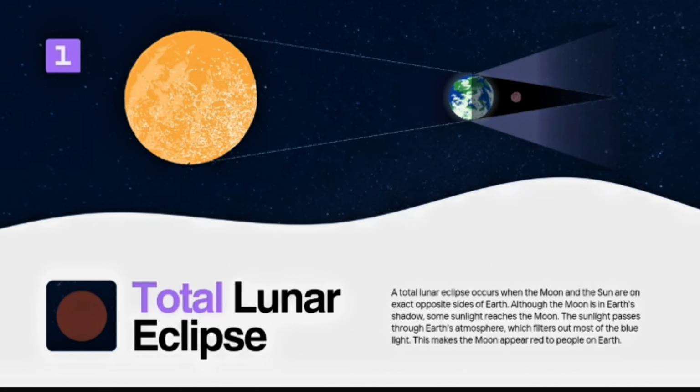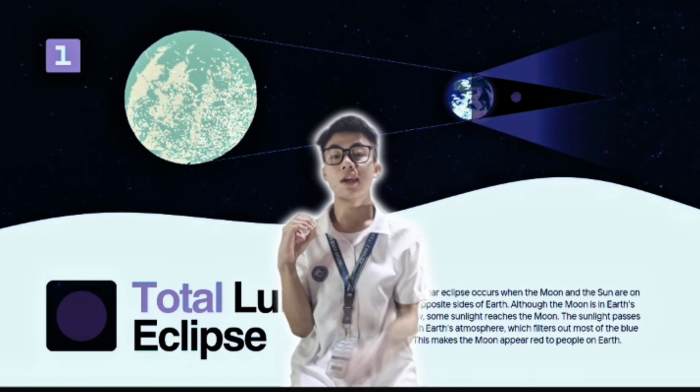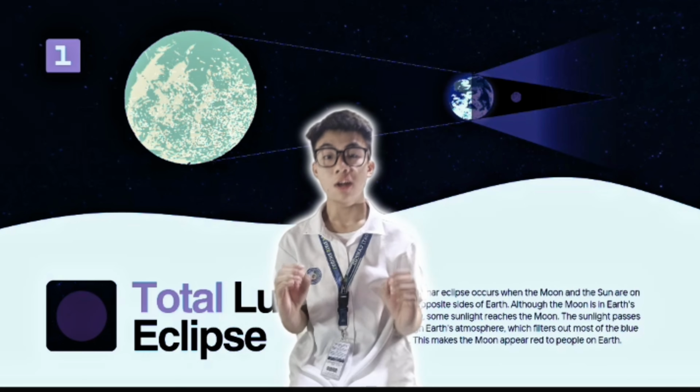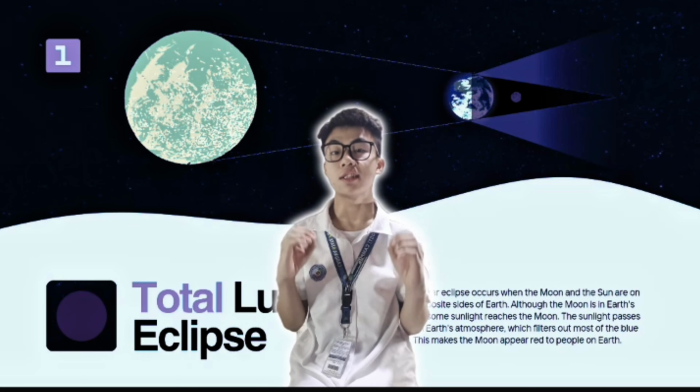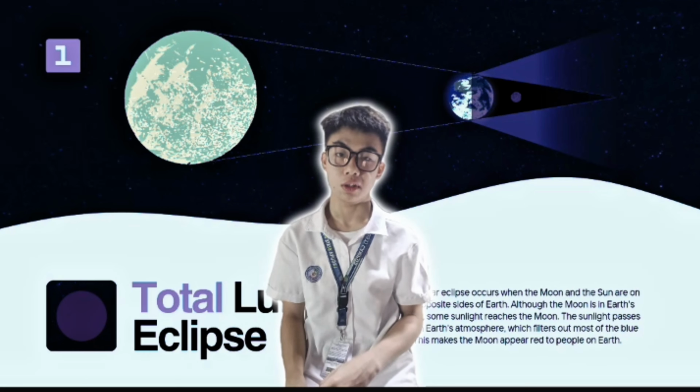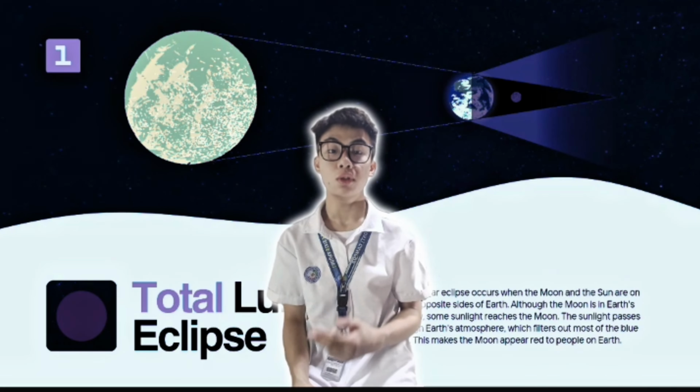First, we have the total lunar eclipse. A total lunar eclipse occurs when the moon and the sun are on the exact opposite sides of Earth. This is our moon, this is the Earth, and this is the sun. Basically, the moon and the sun are in line with the center of Earth, but on opposite sides of Earth. So basically, this is how a lunar eclipse works, and this is called a total lunar eclipse.